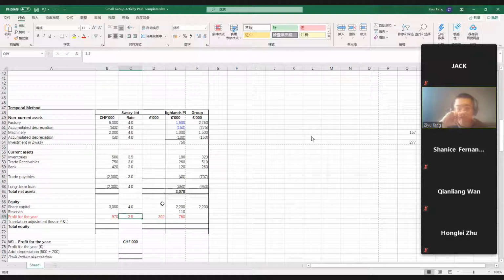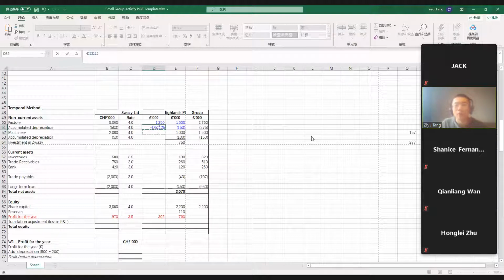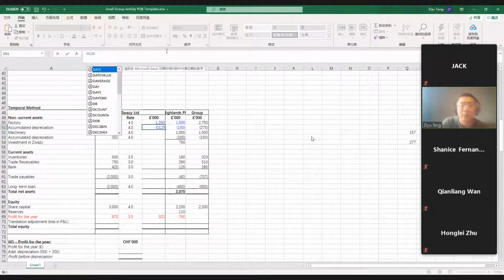Okay, and when you determine all the interest rate, you just calculate and translate the Swazi Ltd from CHF to British pounds. You use 5,000 divided by 4, for example, is equal to 1,250, and 500 divided by 4 is equal to 125. 2,000 divided by 4, sorry, this is negative because it's depreciation. You need to make yourself notice.